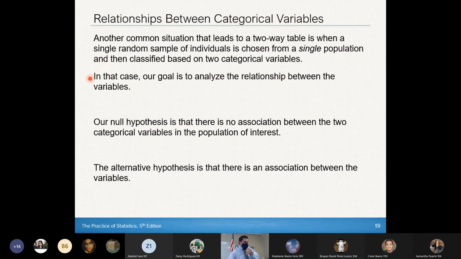In that case, our goal is to analyze the relationship between the variables. Our null hypothesis is that there is no association between the two categorical variables in the population of interest. The alternative hypothesis is that there is an association between the variables. Again, we're looking for association. Is one of these things having an impact on the other thing?